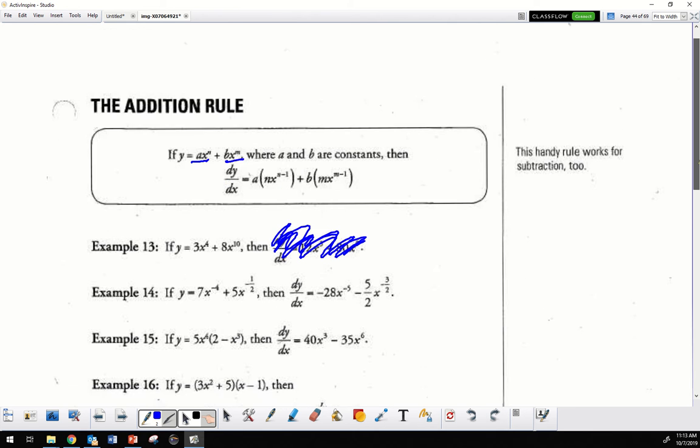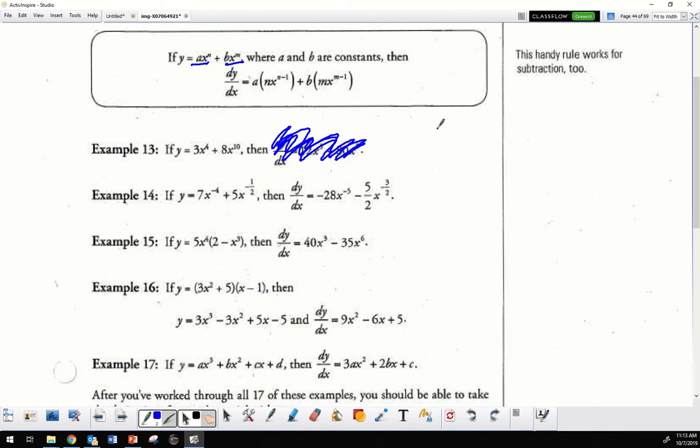All right, so let's see. If it's y equals 3x to the 4th plus 8x to the 10th, okay, I multiply out front. So 3 times 4 gives me 12x to the third, right? Because I'm subtracting 1. And then it's going to be plus, okay, it's the 10 times the 8, which gives me 80x to the 9th. There we go.